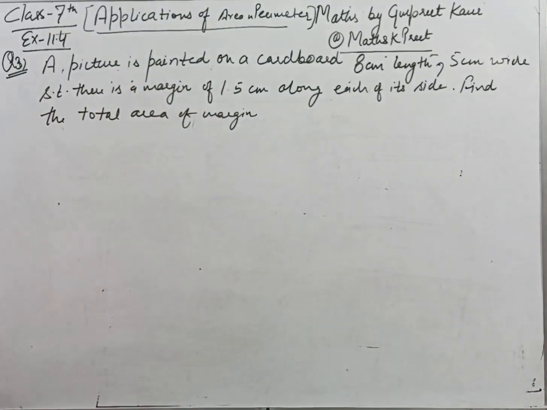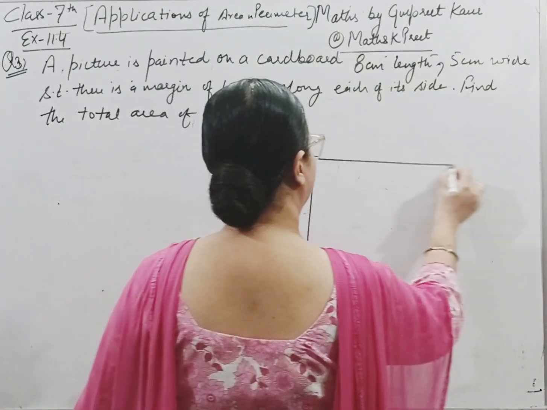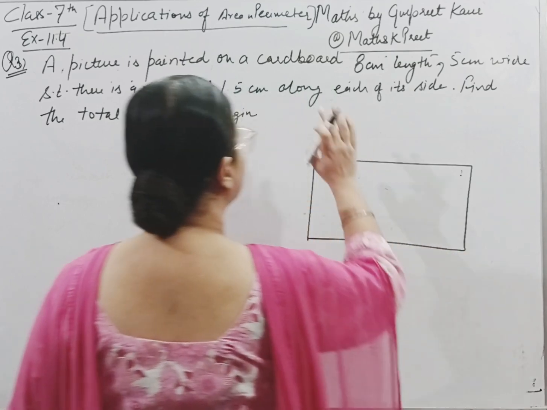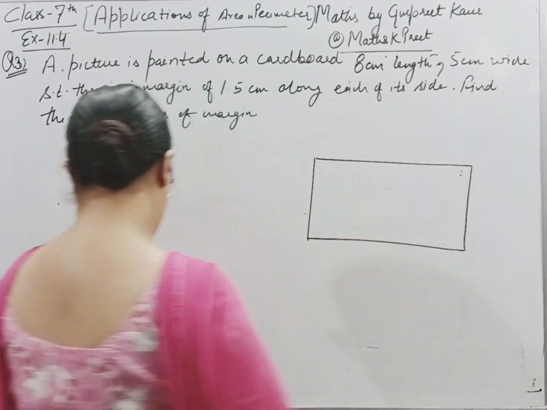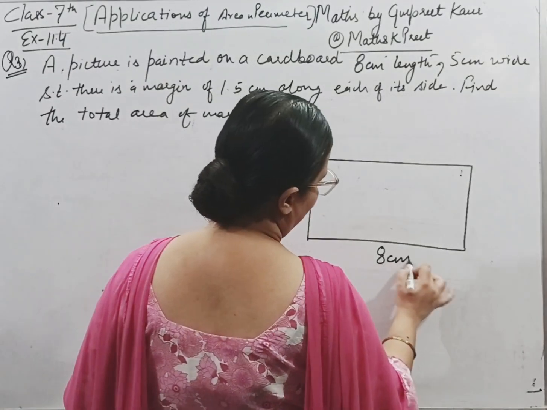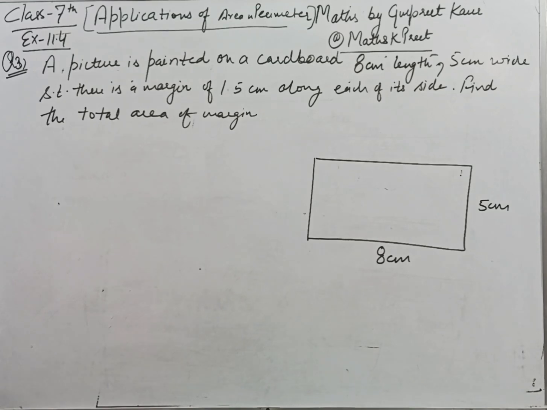It is saying that a picture is painted on a cardboard 8 centimeter length and 5 centimeter wide. So the measurements for the cardboard are given to us. This is a rectangular cardboard. Why is it rectangular? Because both the measurements are different, 8 centimeter and 5 centimeter. This is 8 centimeter and this is 5 centimeter. This is a cardboard, such that there is a margin of 1.5 centimeter along each of its sides.